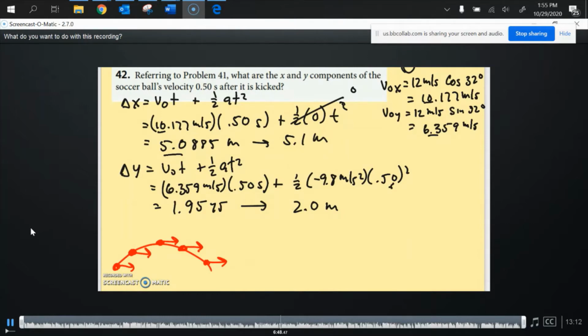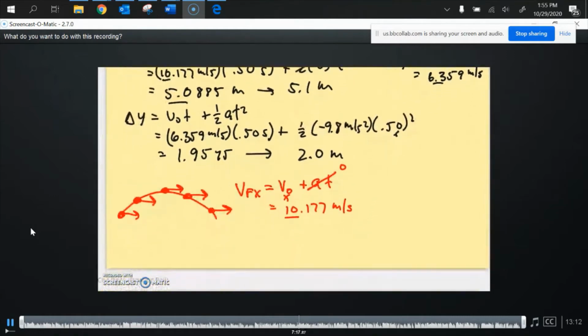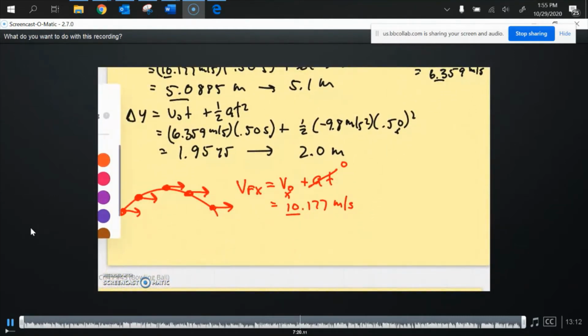So we're going to say that the v final x is the same as the v initial x. If you want an equation for that, it's vf equals v naught plus at. That's right off your formula sheet. But since the a is 0 in the x direction, the final is equal to the initial, and so it started off at that 10.177. So it stays at that 10.177.